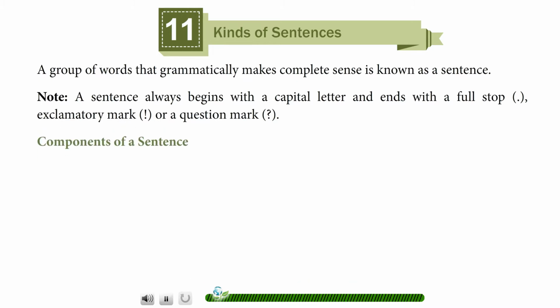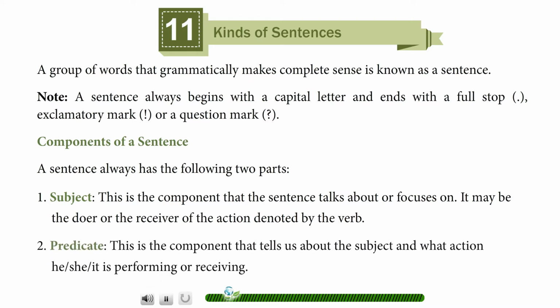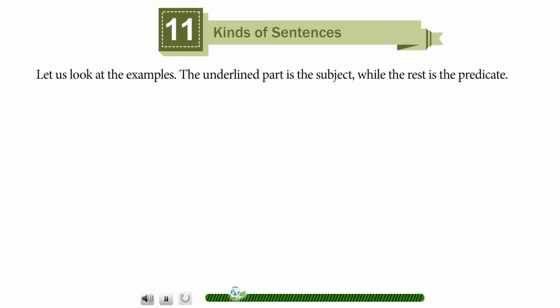Components of a sentence. A sentence always has the following two parts. Subject. This is the component that the sentence talks about or focuses on. It may be the doer or the receiver of the action denoted by the verb. Predicate. This is the component that tells us about the subject and what action he, she, it is performing or receiving. Let us look at the examples. The underlined part is the subject while the rest is the predicate.